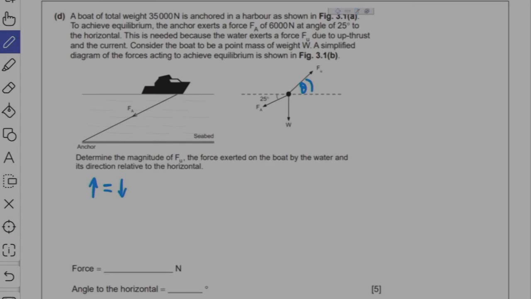So there's vertical equilibrium. So Fu sine of theta, its vertical component, is equal to Fa sine of 25 added to the weight W. And we also have horizontal equilibrium, where Fu cos of theta equals Fa cos of 25, and there's just those two components acting against each other.